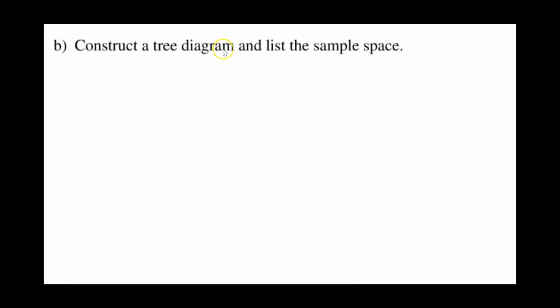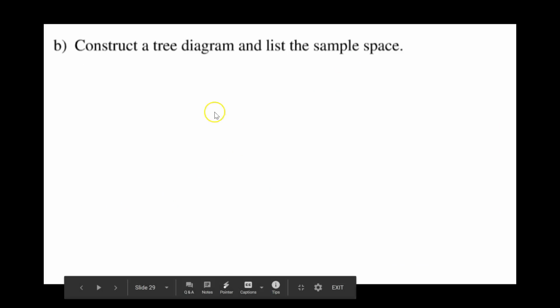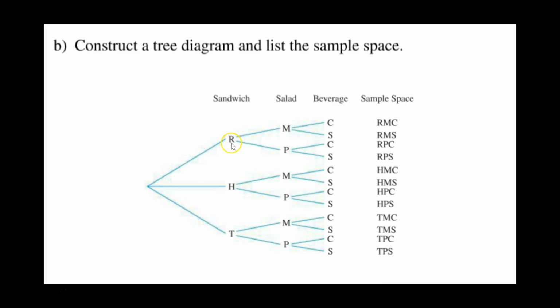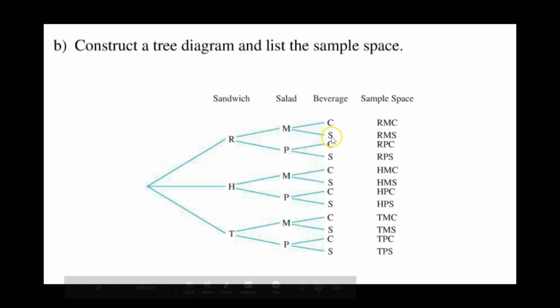Now we're going to construct a tree diagram and list the sample space. We know the sample space is going to be 12. This is how we go on here. We're going to construct the whole diagram to see those 12 choices: roast beef, ham and turkey, macaroni salad, potato salad, coffee, and soda.